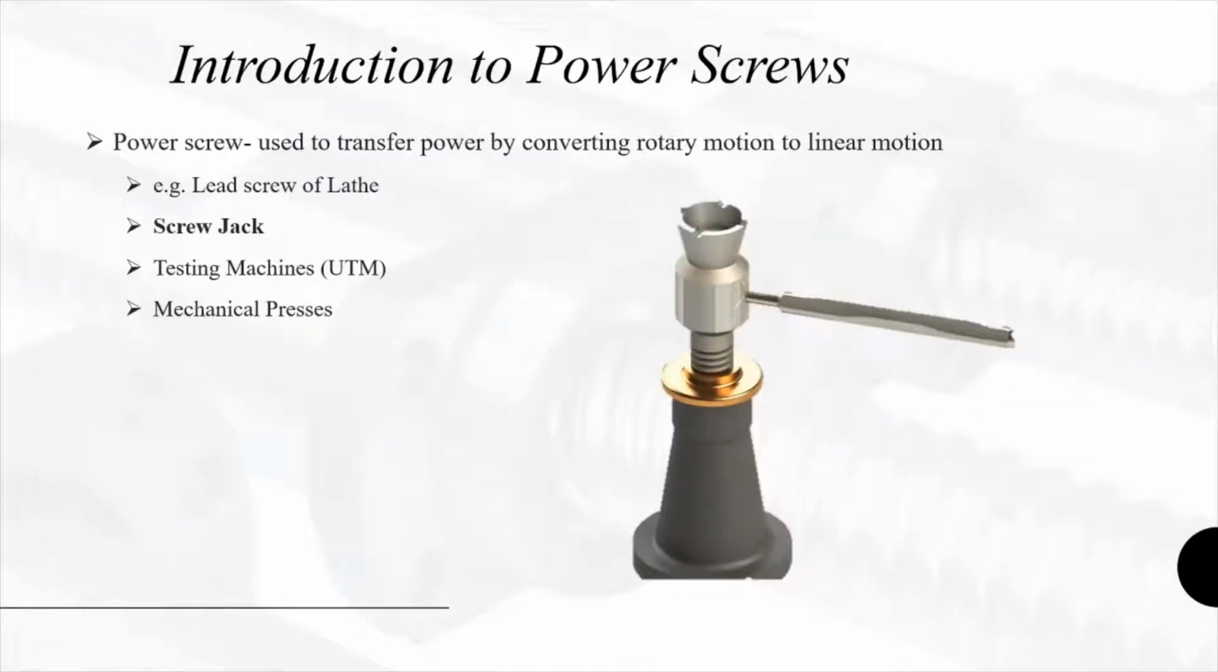The next application is screw jack. Here the nut is stationary and the screw has transverse motion in vertical direction. It moves upward or downward depending upon the rotation, that is clockwise or anti-clockwise.